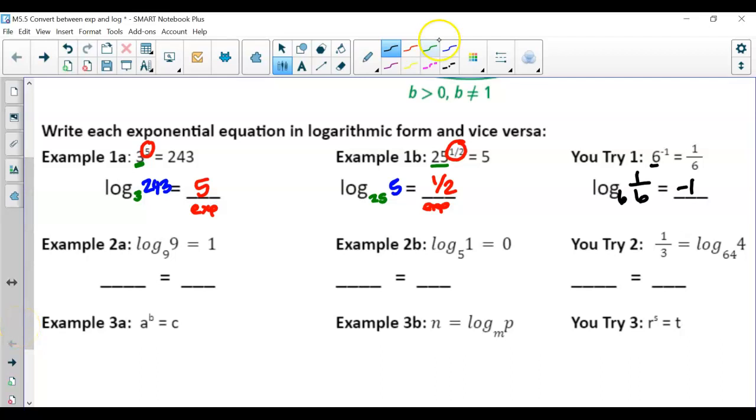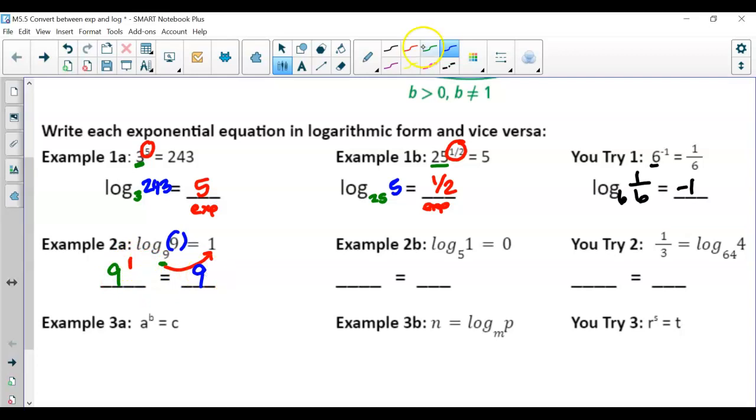So again, here the base is 9. So 9 to the what power? To the first power. Because remember, right, the equation is equal to the exponent. And if you think about it, right, what is 9 to the first power? Well, 9 to the first power is 9, this value here. So 9 to the first power is equal to 9.